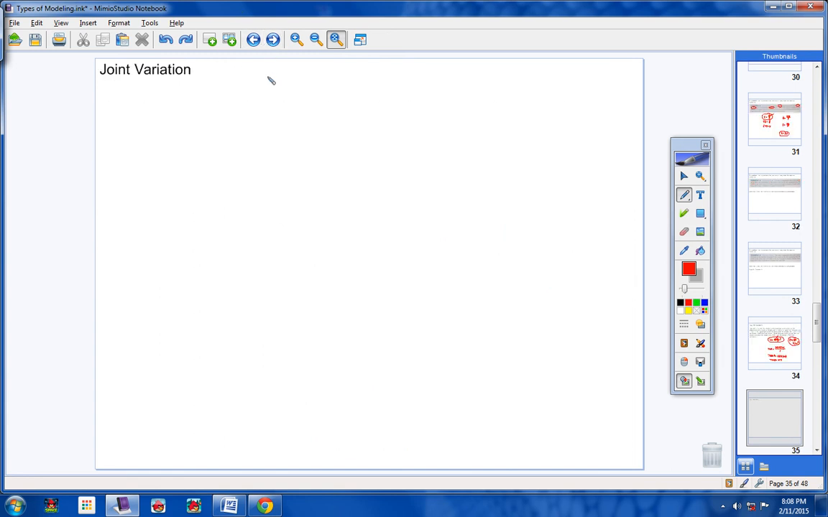Now, let's take a look at joint variation. Copy that down, please, joint variation. The model for joint variation is Z equals KXY. So if you'll look, students, it's very similar to direct variation, only now we have two variables. We still have K, which is a constant, still called the constant of proportionality, but we no longer have a linear equation here.